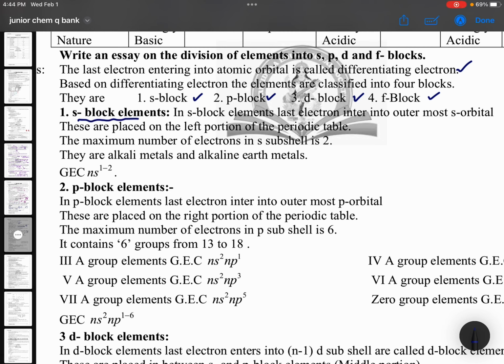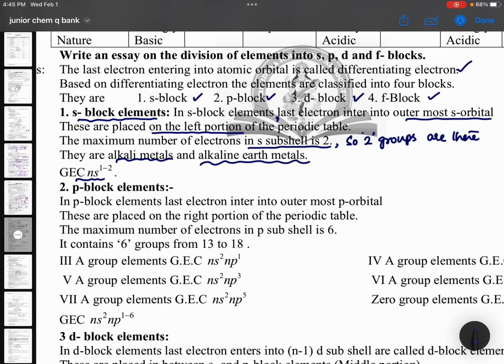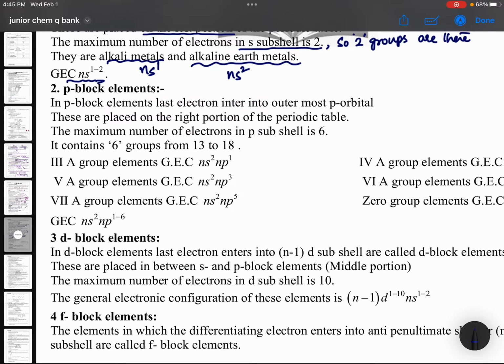S block elements. In s block elements, the last electron enters into the outermost s orbital. These are placed on the left portion of the periodic table. The maximum number of electrons in the s subshell is 2. That's why there are two groups. Those 2 groups are alkali metals and alkaline earth metals. The general electronic configuration is, for alkali metals ns1, for alkaline earth metals ns2, so you can say ns1 to 2.